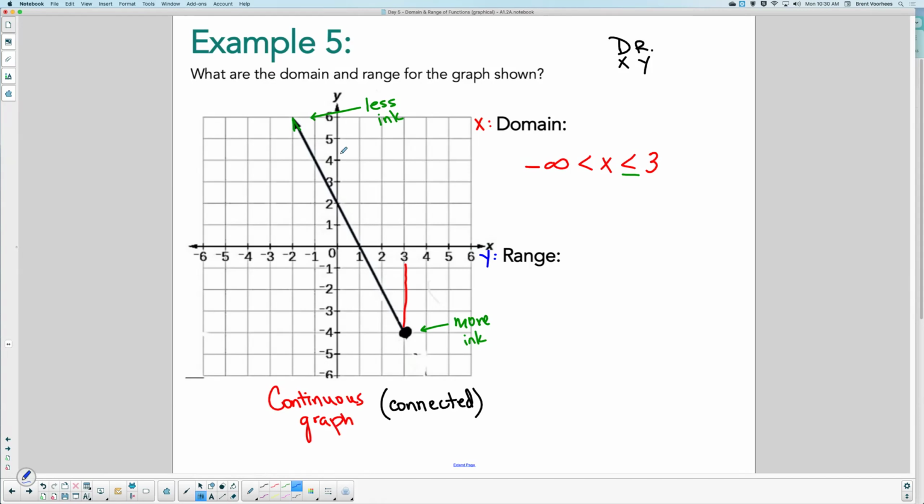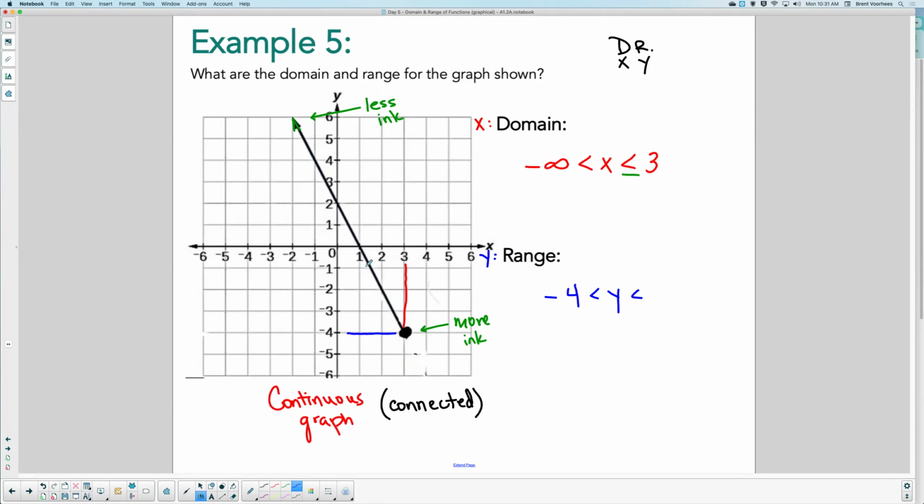What's the bottom y value this graph ever seems to be at? 4. Negative 4. Go ahead and add that in. That's a negative 4. This graph goes as low as negative 4. Now remember, you do the less than. Okay, it's Dr. XY. So range gets what letter? Y. Range gets Y. Negative 4 is less than Y, which is less than.